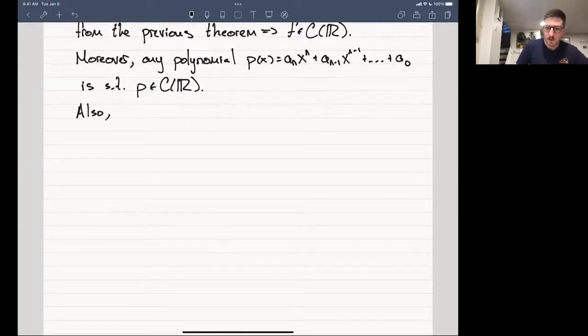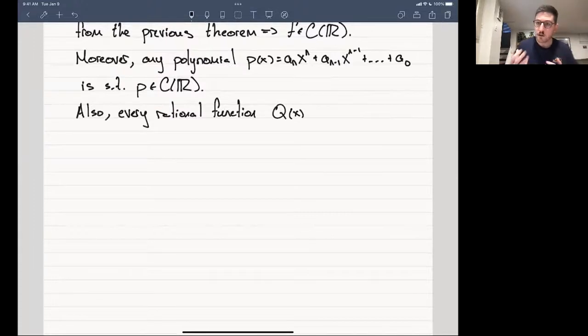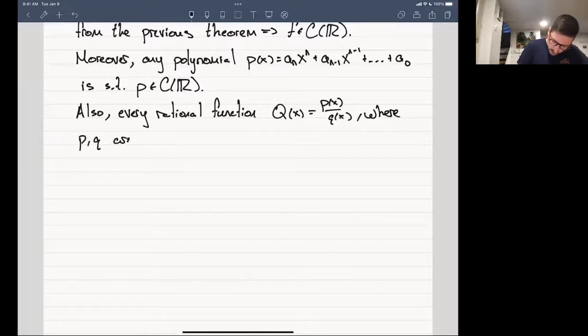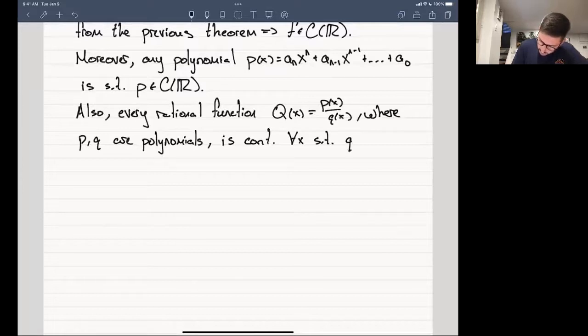Also, every rational function. Again, these are things that you probably took for granted in introductory calculus, where we call it Q. Again, Q stands for rational because Q means quotient, and rationals are quotients, right? And so we get P of x divided by Q of x, where P and Q are polynomials. Well, this is a continuous function divided by a continuous function, and so this is continuous for all x such that Q of x does not equal 0.